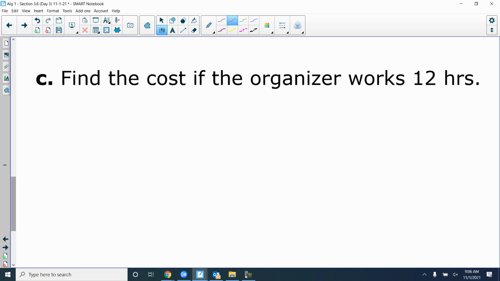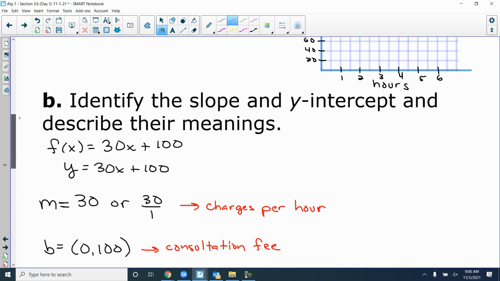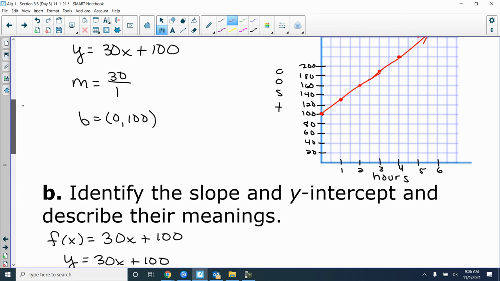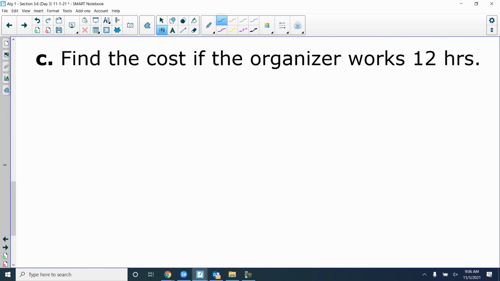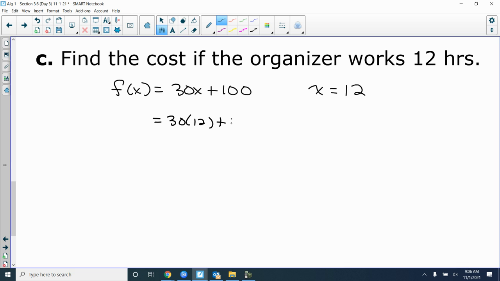Find the cost if the organizer works 12 hours. Now, I don't have that going all the way out to 12, which is fine. We don't need the graph. So how can I use the function f of x equals 30x plus 100? They work 12 hours, that means x equals 12. Plug in 12 for x and see what you get.